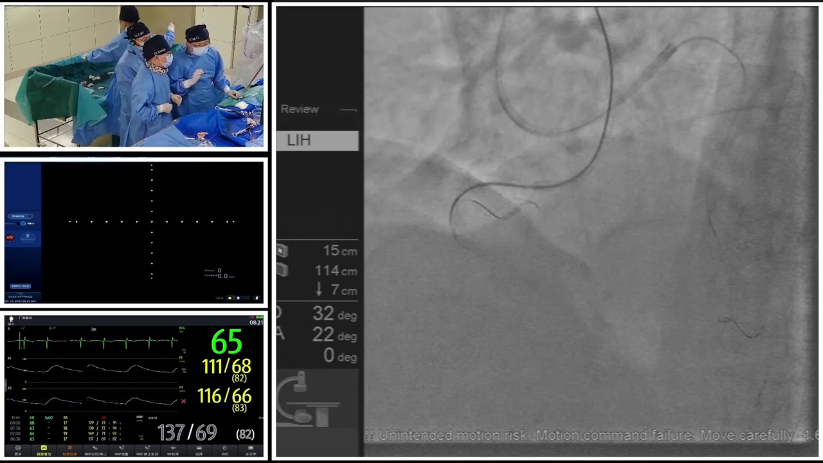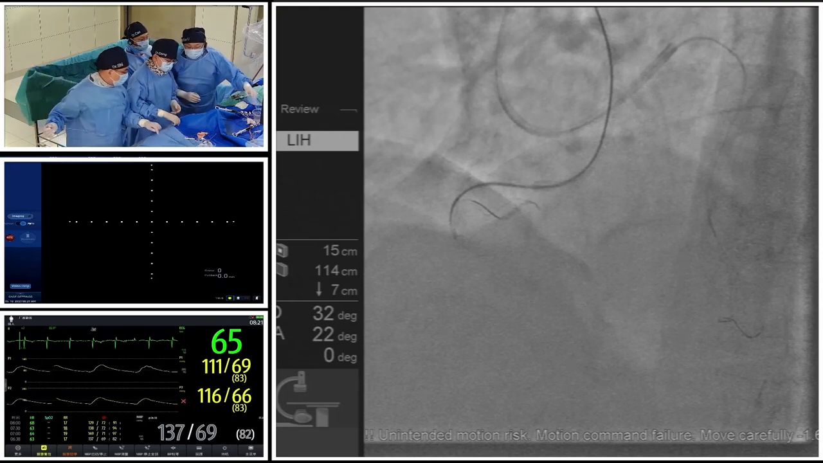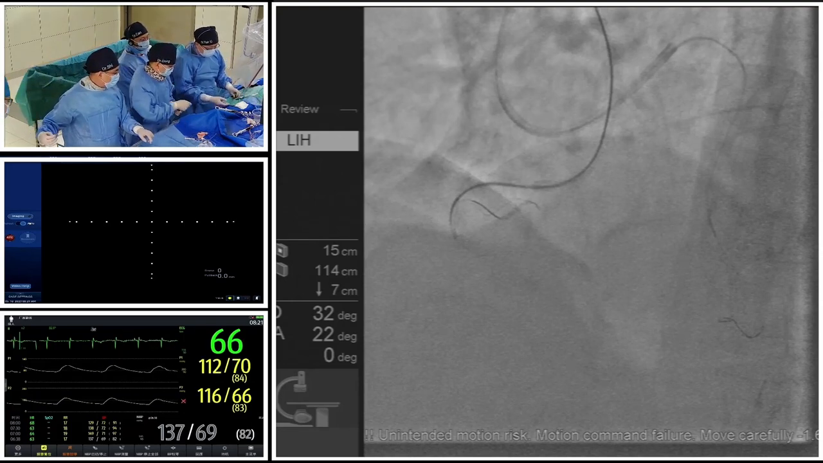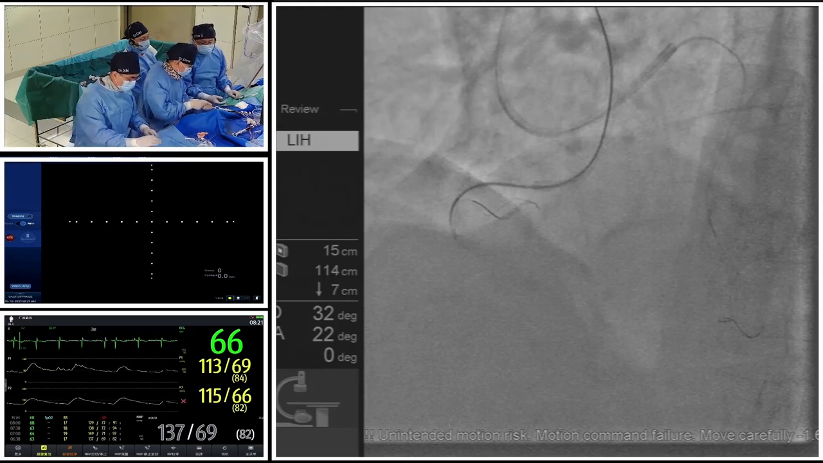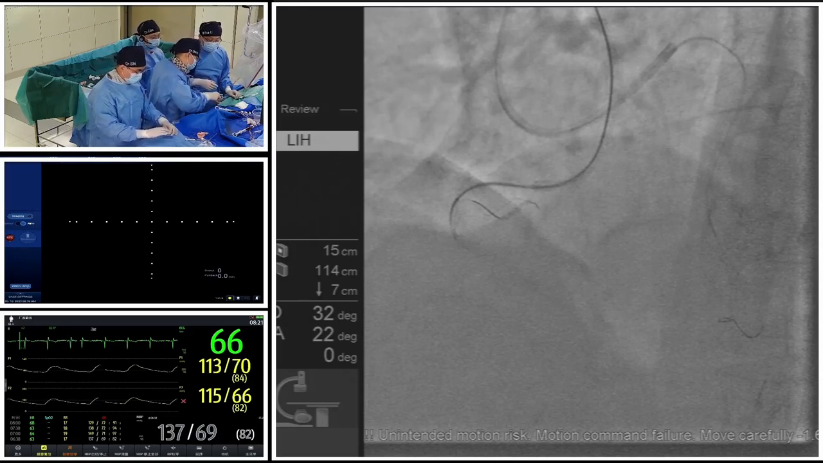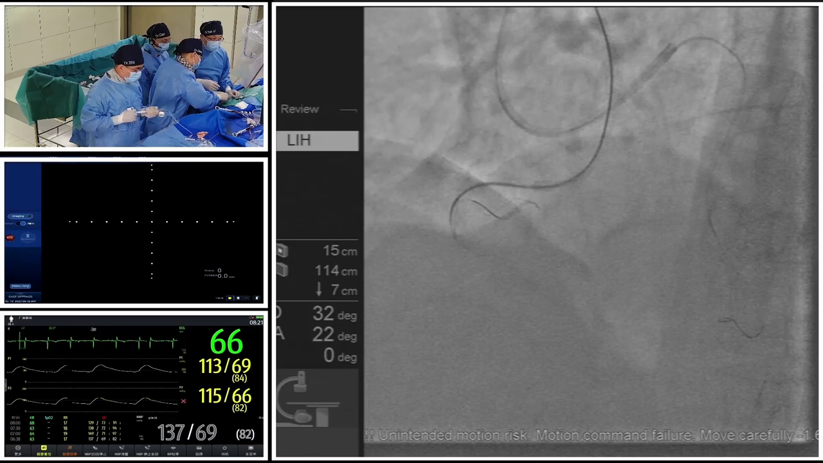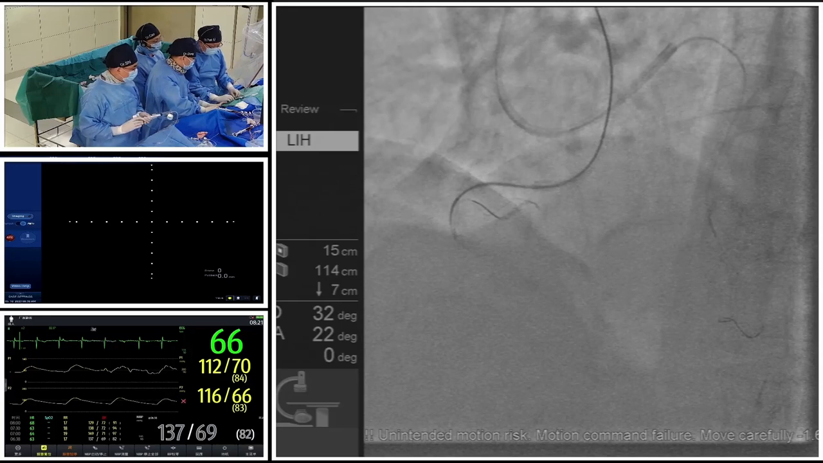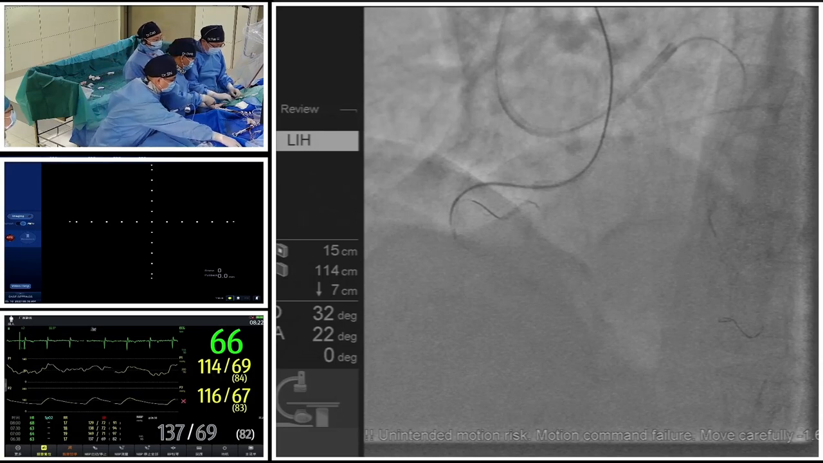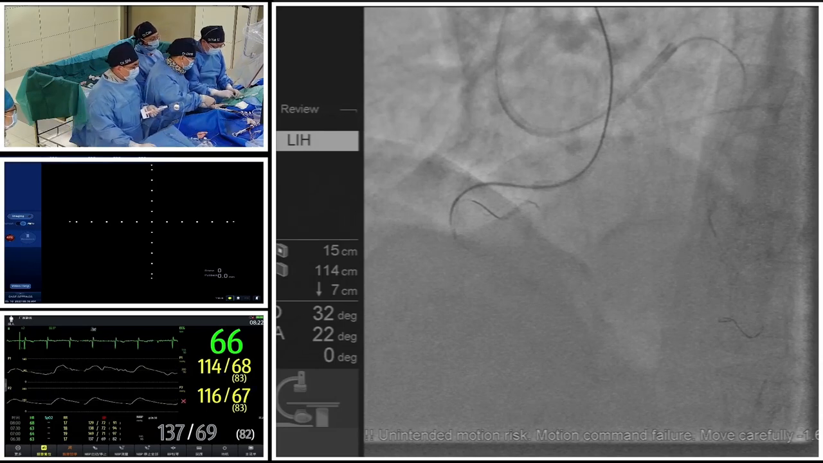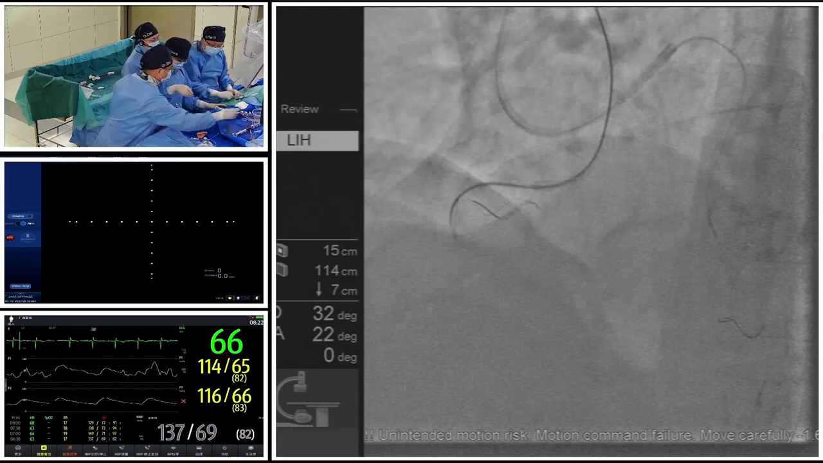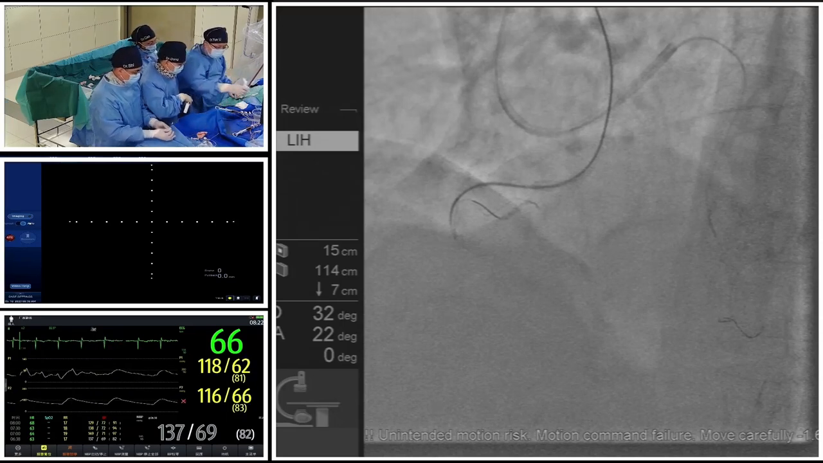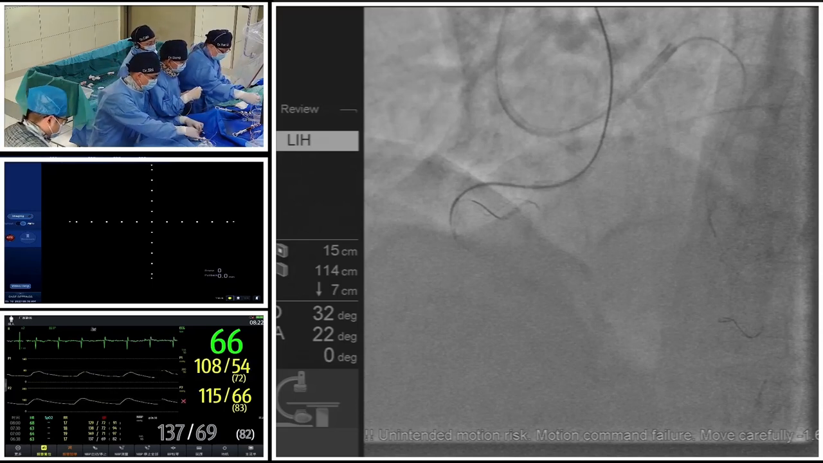So for the radial approach, Jenkins left guiding catheter, compared with the common Jenkins right guiding catheter, could provide stronger backup support because the guiding could touch the opposite side of the aortic wall, and for this kind of RCA, if we need more backup support, we could deep seat easily. I like the common Jenkins right guiding.